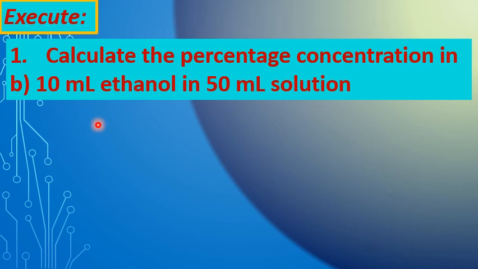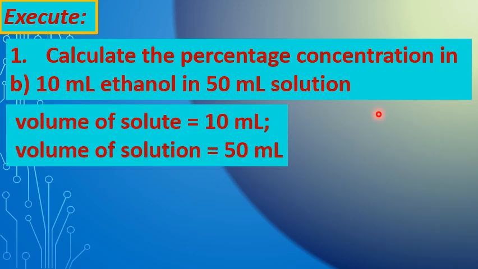For question 1B, calculate the percentage concentration in 10 milliliter ethanol dissolved in 50 milliliter of the solution. So we're given the volume of the solute equal to 10 milliliters and the volume of the solution, 50 milliliters. Again, in this solution, it's understood that water is the solvent, ethanol is the solute. And we're asked to find the percentage concentration volume to volume.